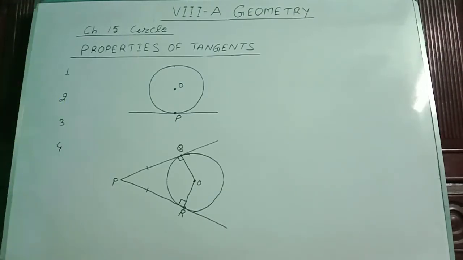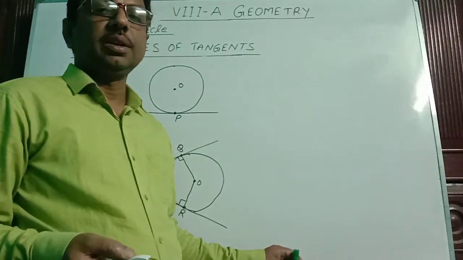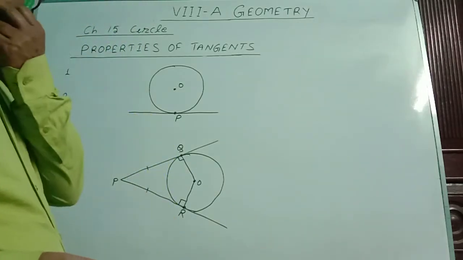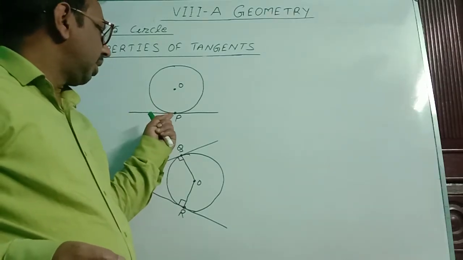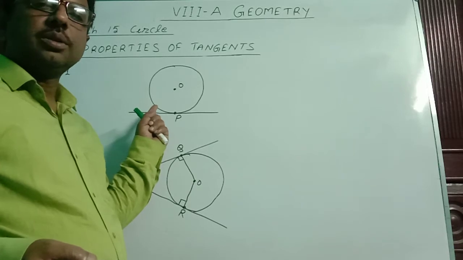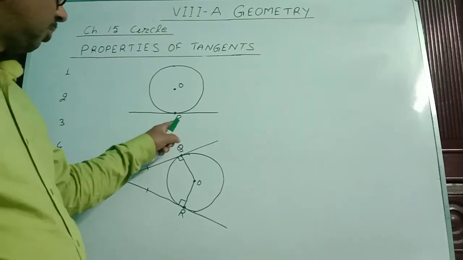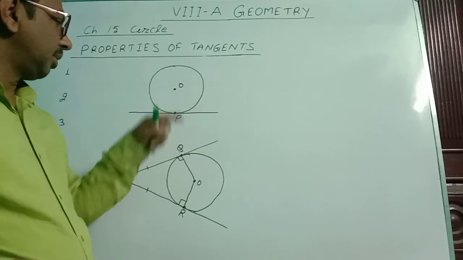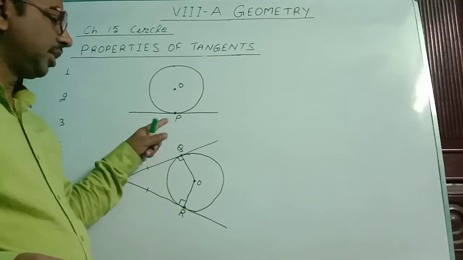Let us see the properties of tangents. You know the tangent, the line that touches the circle externally, that line is called a tangent, and that line can touch the circle at only and only one point. In this figure you are seeing this line is the tangent to the circle. This line is touching the circle at point P externally. So this line is the tangent.